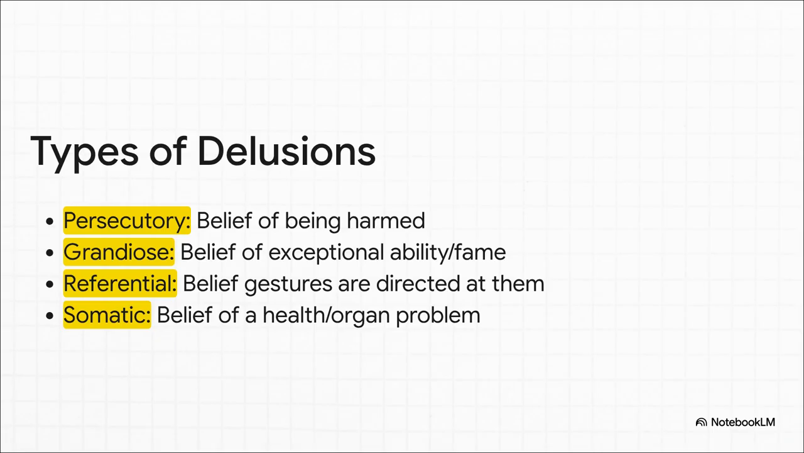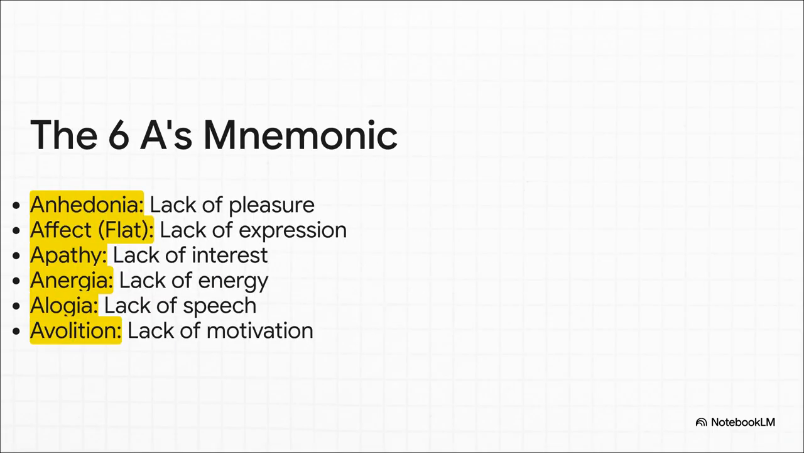Now, for those negative symptoms, which can be a little harder to remember, here's a fantastic mnemonic for your exam, the 6 A's. This covers things like avolition, which is a profound lack of motivation, or anhedonia, the inability to feel pleasure from things you used to enjoy. Honestly, these are often the symptoms that make daily life so incredibly challenging for patients.